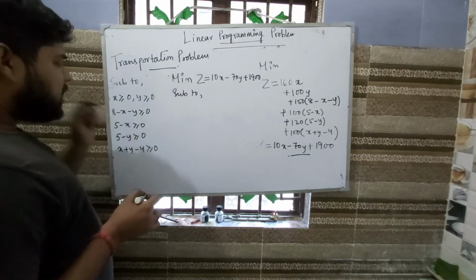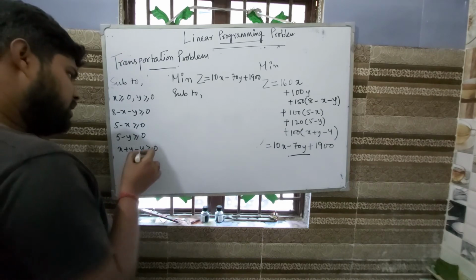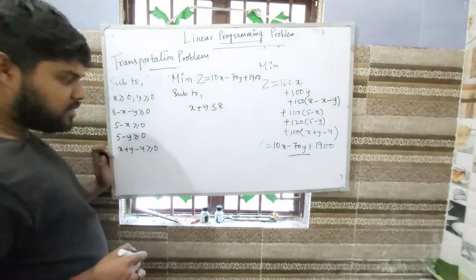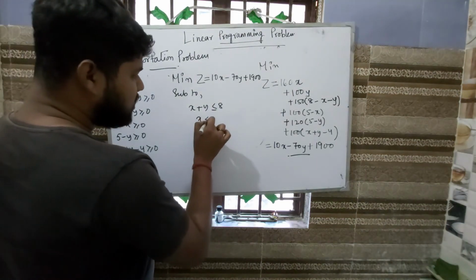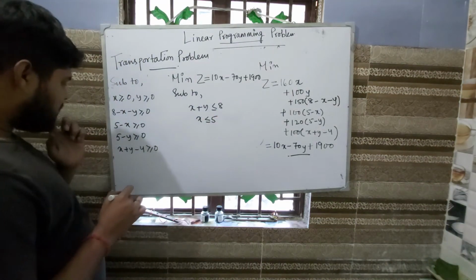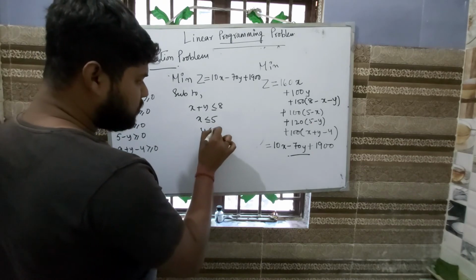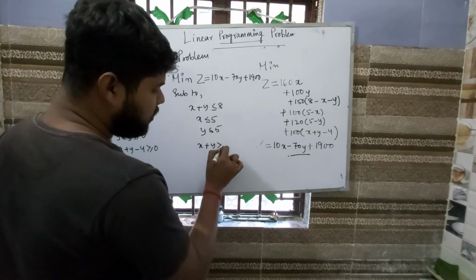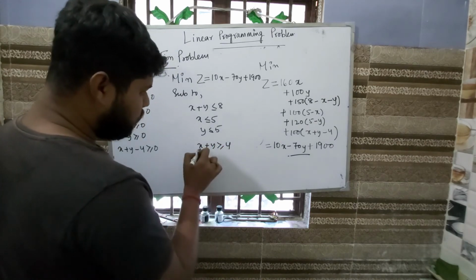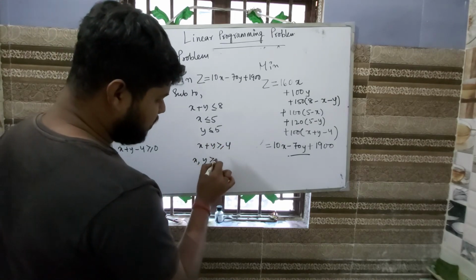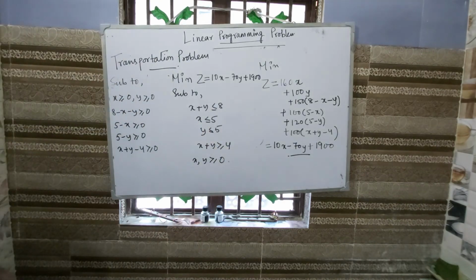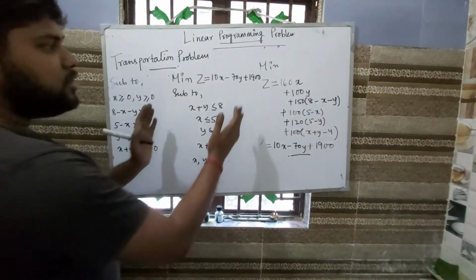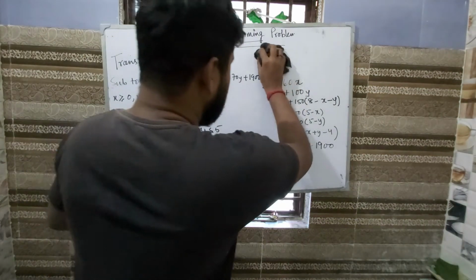now 8 minus x minus y greater equals to 0, so that means x plus y less equals to 8, so that is one constraint. X less equals to 5, that is another constraint. Y less equals to 5, another constraint. And x plus y greater equals to 4, that is the fourth constraint, and x and y greater equals to 0. So you see, after all the hard work that we have done, the problem reduces down to something like this.